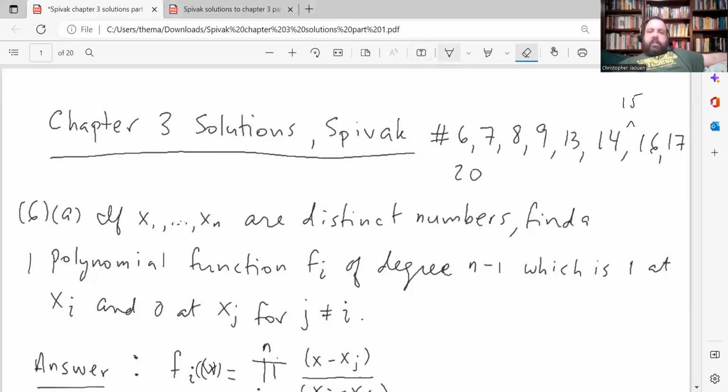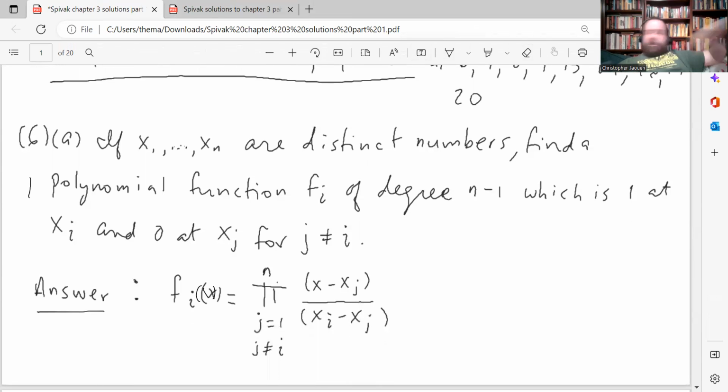So before I repeat myself another time, let's actually get to the problems. So let's start with number 6. Number 6 is the derivation of what's called the Lagrange interpolation, which is an important concept. So I wanted to do that one, and it's done in 2 parts here. So question 6, part A says if x1 through xn are distinct numbers, find a polynomial function fi of degree n minus 1, which is 1 at xi and 0 at xj for j not equal to i.